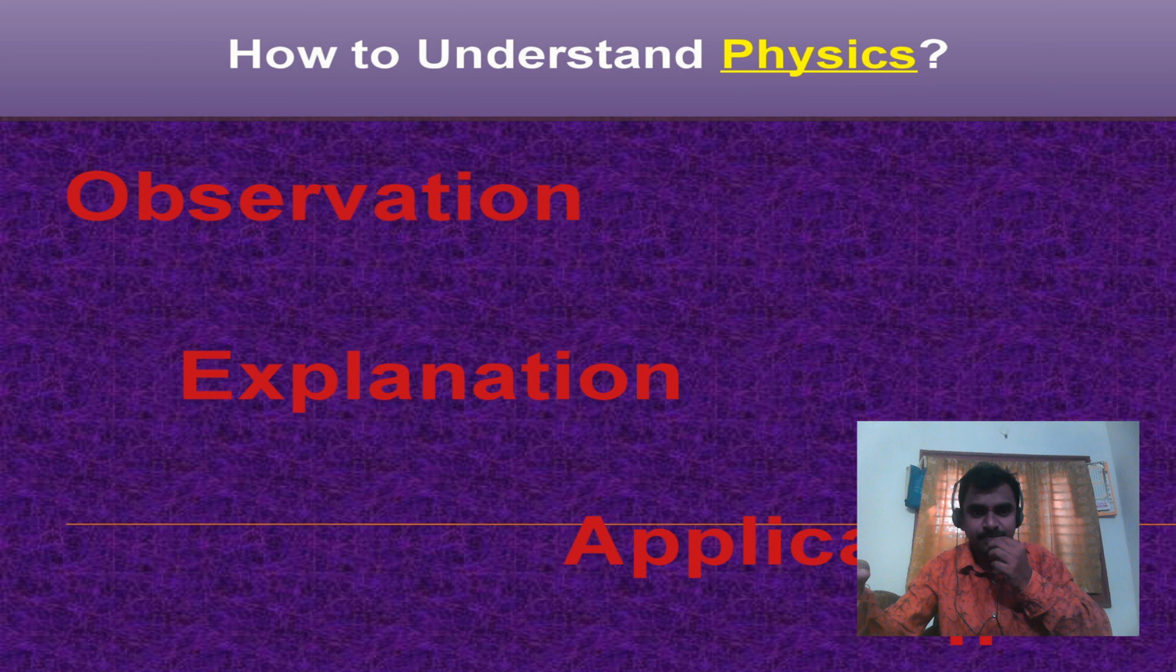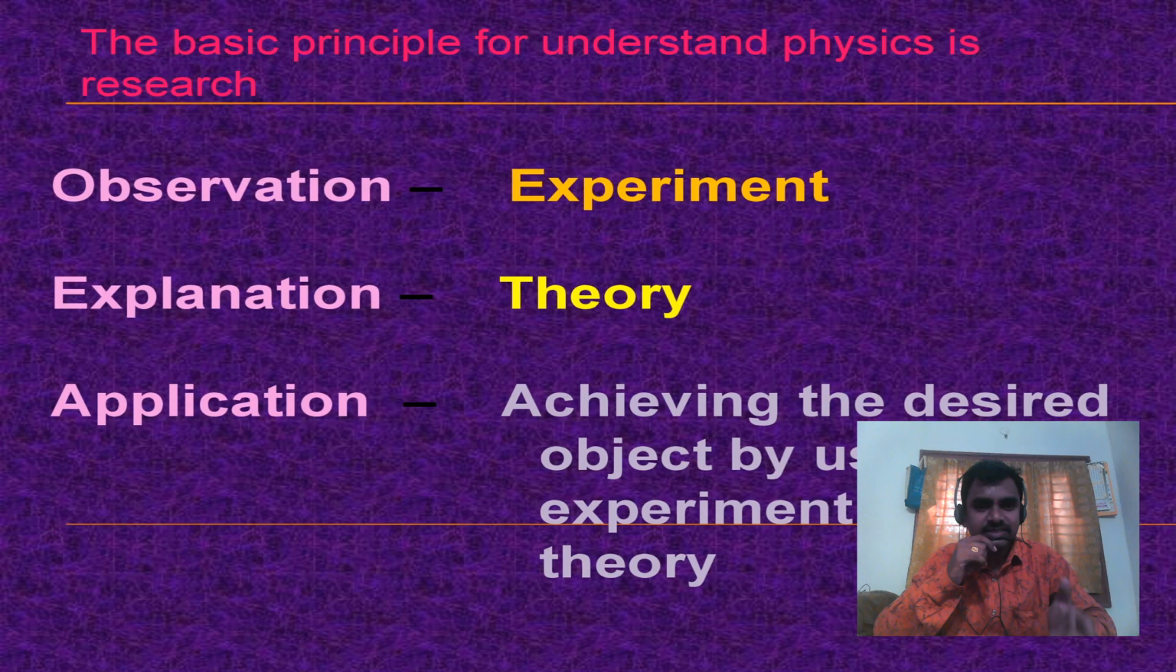The basic principle for understanding physics is observation. Observation means experiment. Explanation: you have to say something about that experiment. That is also called theory. Application: achieving the desired object by using experiment and theory. That means whatever you want, you can achieve, when you understand the physics.